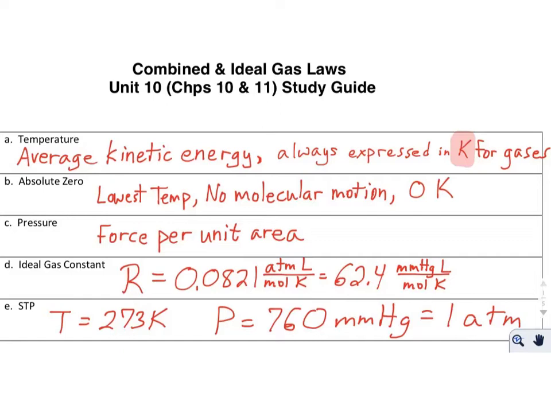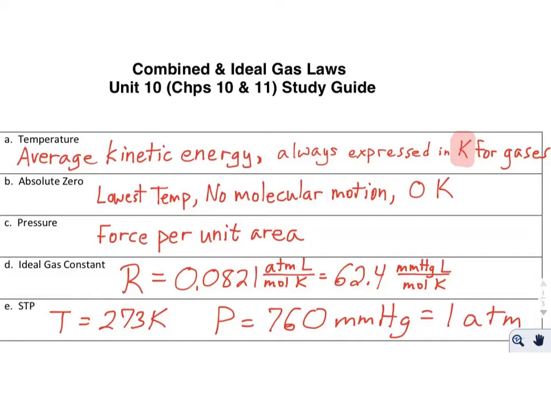The ideal gas constant is used in the ideal gas law, and there are two possible values that we use primarily: 0.0821 atmosphere liter per mole Kelvin, or 62.4 millimeters of mercury liter per mole Kelvin, the difference being the unit of pressure. And finally, STP.